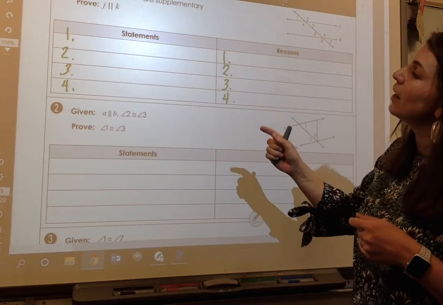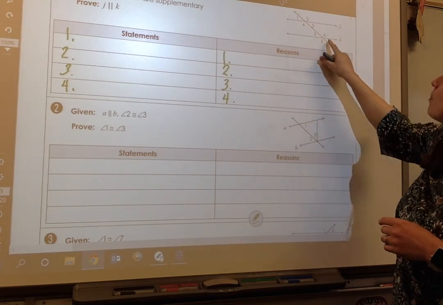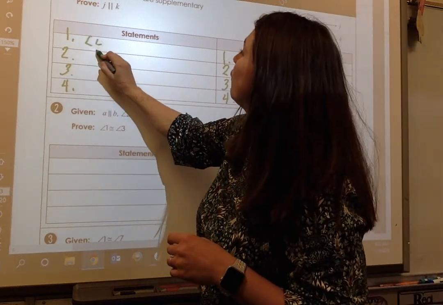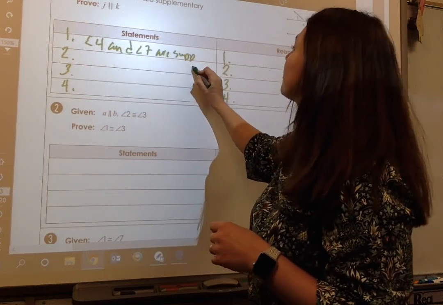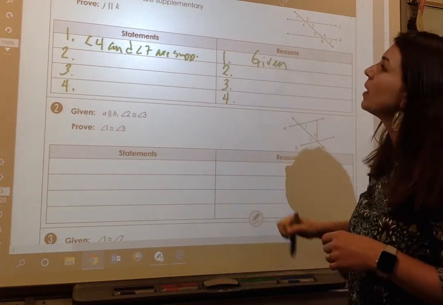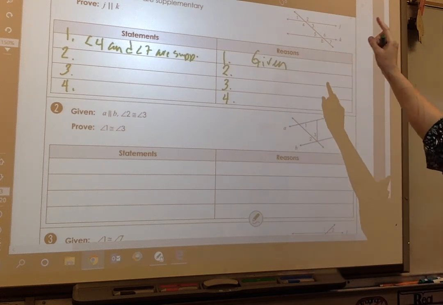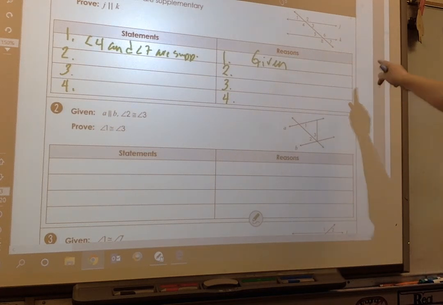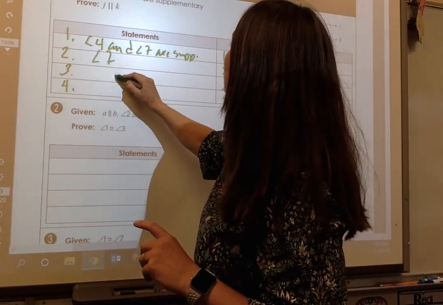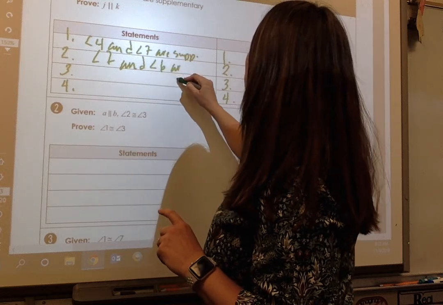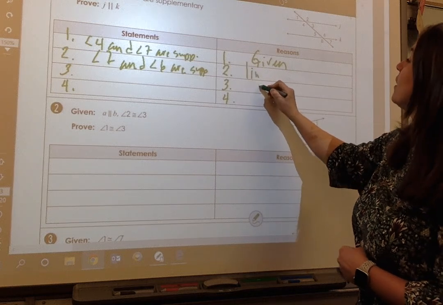So if we look at this, here's my picture, and it says that angle 4 and angle 7 are supplementary. So I'm going to say angle 4 and angle 7 are supplementary, and that's given. Of course, I'm abbreviating, you are not. So if angle 4 and angle 7 are supplementary, then I can say that angle 7 and angle 6 are also supplementary, because that's a linear pair. So I've created a linear pair.